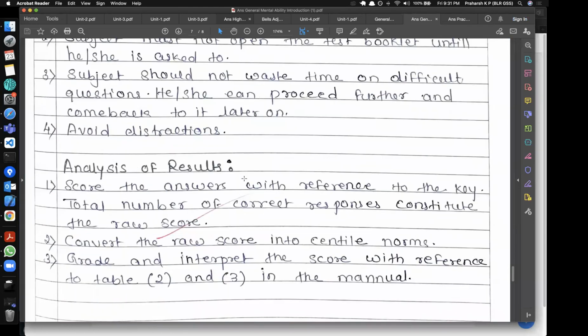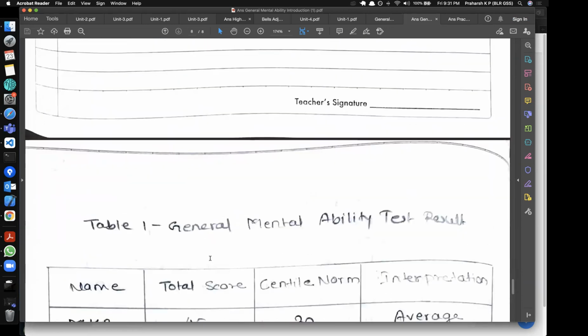Analysis of results. Score the answers with reference to the key. Total number of correct answers constitute the raw scores. Convert the raw scores into centile norms. Grade and interpret the scores with reference to table 2 and 3 in the manual.